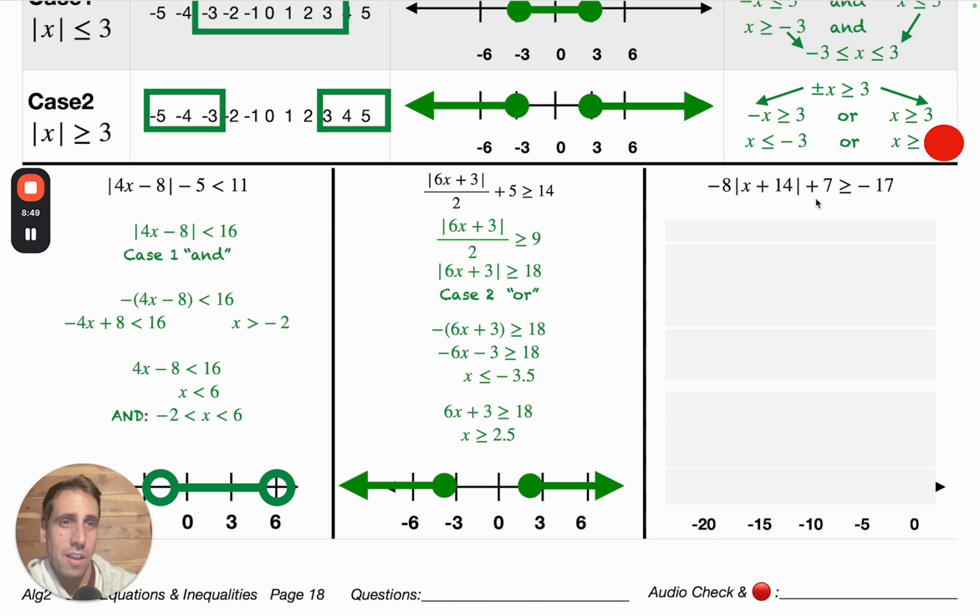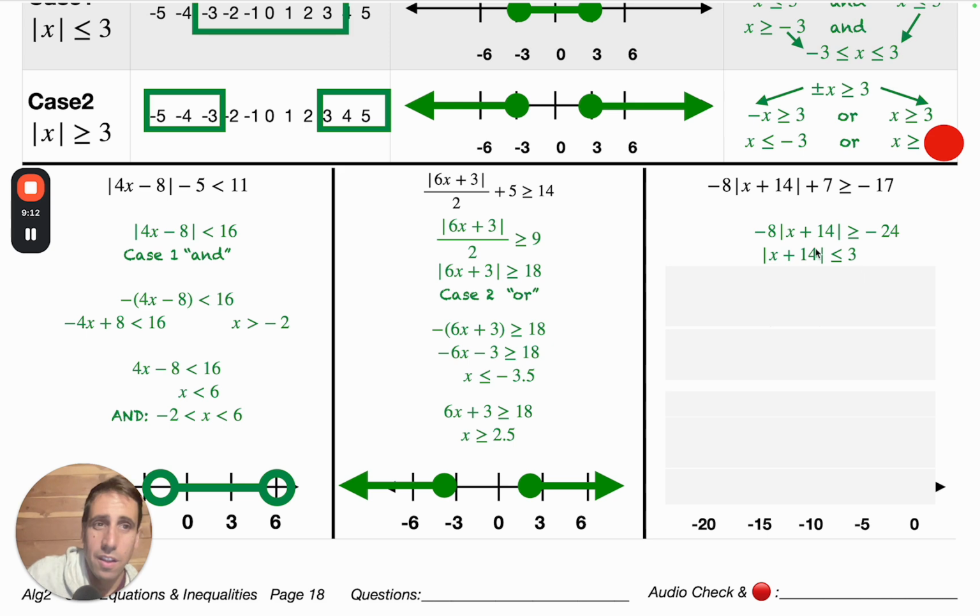All right, let's take a look at this one here. Let's undo the outside operations first. We have to undo the plus 7 and undo the times negative 8. So we subtract 7 from both sides, and then we divide both sides by negative 8. Dividing both sides by a negative number turns into this.